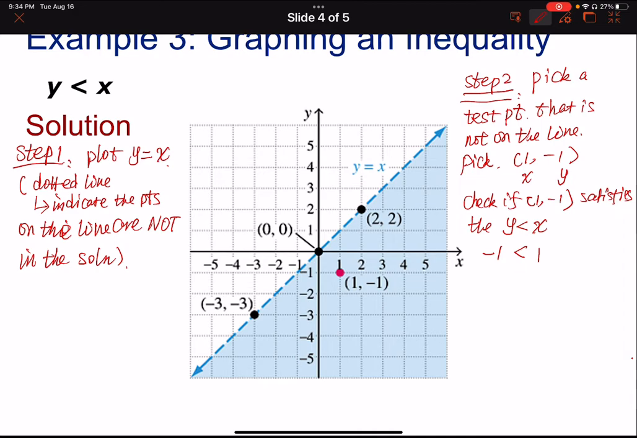So which means that the half plane, in this case, the blue region, meets the inequality, or is the solution to the inequality. So that is shown in this graph.